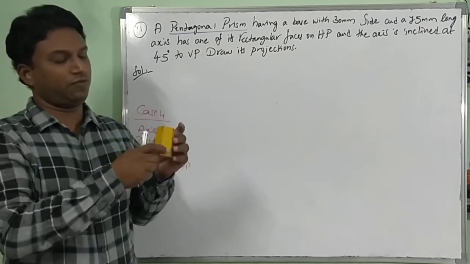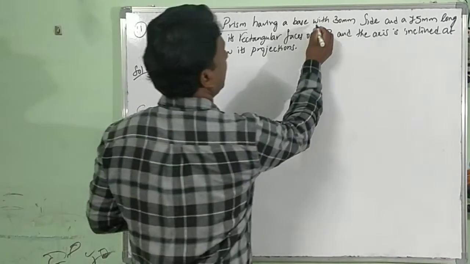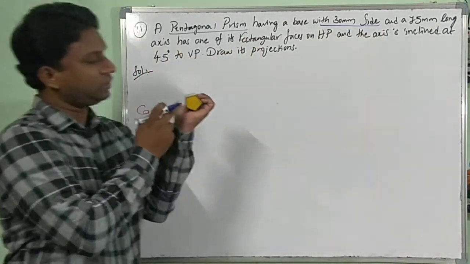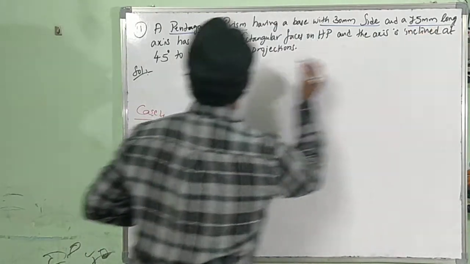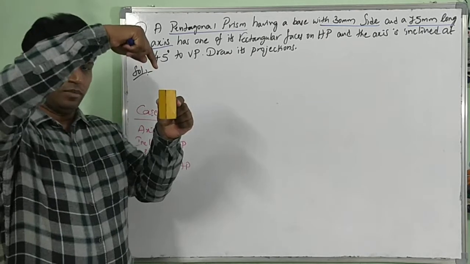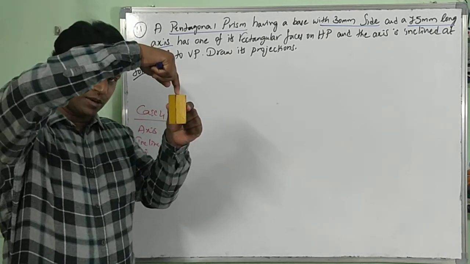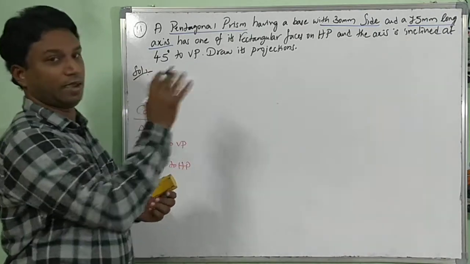1, 2, 3, 4, 5 sides, 5 rectangular faces, having base with 30 mm side, nothing but each side of the pentagon is 30 mm, and 75 mm long axis. Axis is an imaginary line passing from top center of the base to bottom center of the base. Right? Now those are the dimensions.